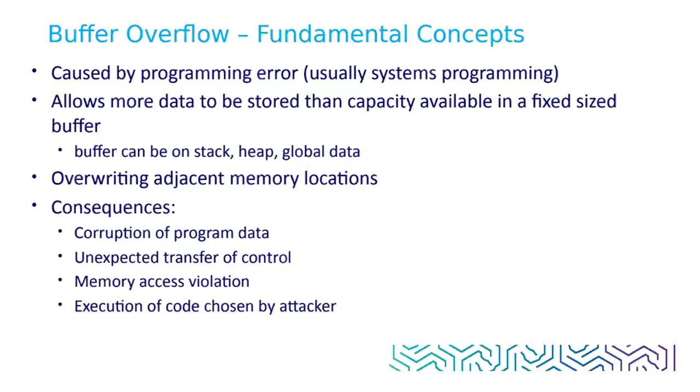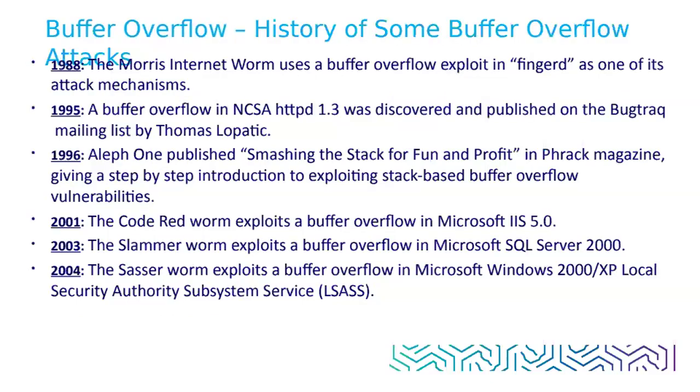If you look at the history of buffer overflow, in 1988 the Morris Internet worm used buffer overflow exploits in fingerd as one of its attack mechanisms. The Morris Internet worm was one of the first Internet worms to spread widely. It infected thousands of Unix systems connected to the early internet. Fingerd was a network service that allowed users to obtain information about other users on a system.